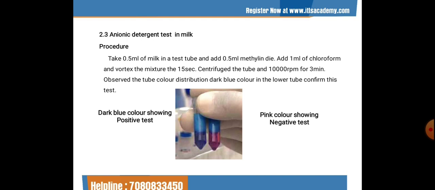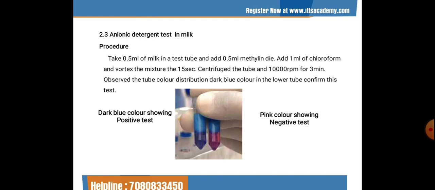Next is the anionic detergent test in milk. Some types of anionic detergents are also added in the milk. How can we detect it? We have to follow the procedure. Take 0.5 ml of milk in a test tube and add 0.5 ml of methylene blue dye. Add 1 ml of chloroform and vortex the mixture for 15 seconds. Centrifuge the tube at 10,000 rpm for 3 minutes.